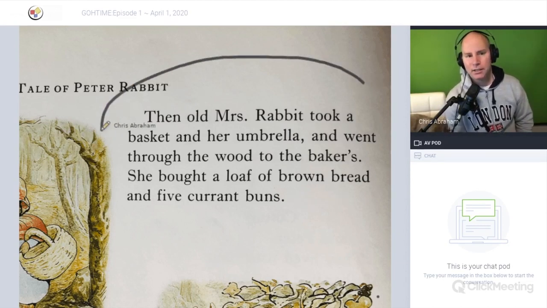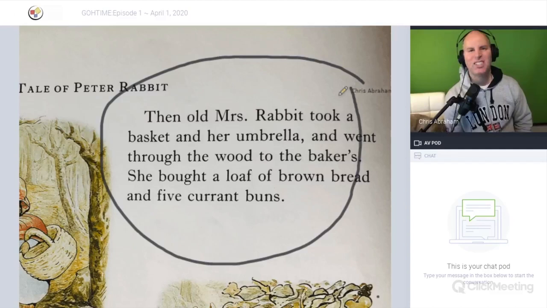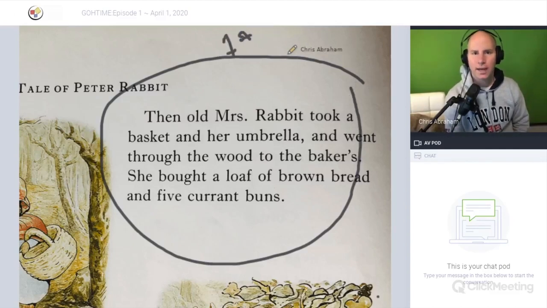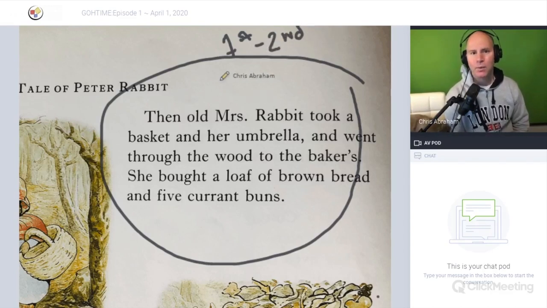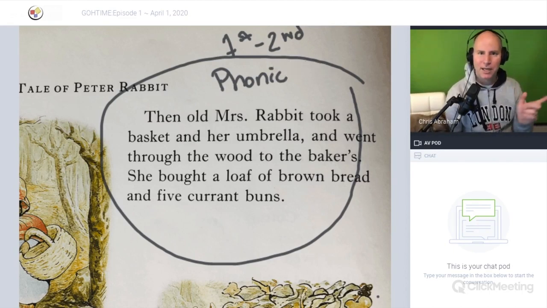Now let's imagine that they're in first grade. So let's say a first grade beginner reader, or a transitional reader in second grade, and then we want to apply phonics. We think of phonics as letter sound correspondence, matching up letters with sounds to pronounce a word.